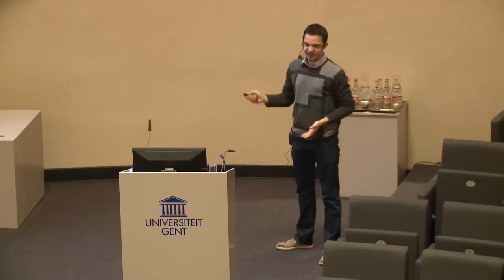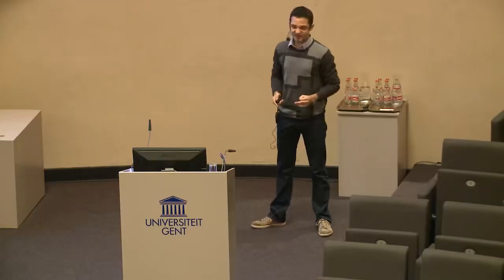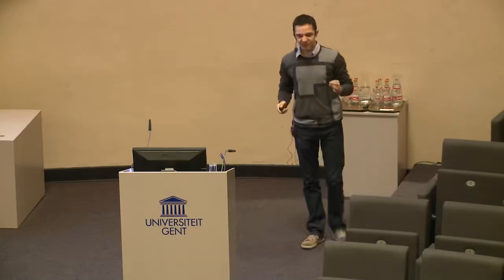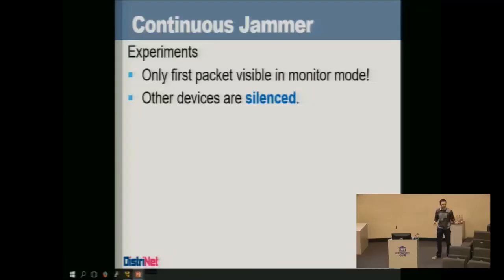So I did a few experiments using this to test how effective it was. In principle, this jammer is actually sending valid Wi-Fi packets. However, only the very first Wi-Fi packet that we inject will be properly decoded by other Wi-Fi devices. So what this means is that if my continuous jammer is running, even though in principle it is sending valid Wi-Fi frames, if you put your device in monitor mode, you won't see any traffic at all. There will be nothing. So you have no idea what's going on.